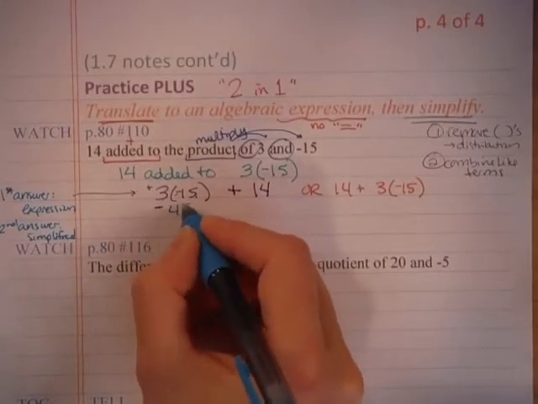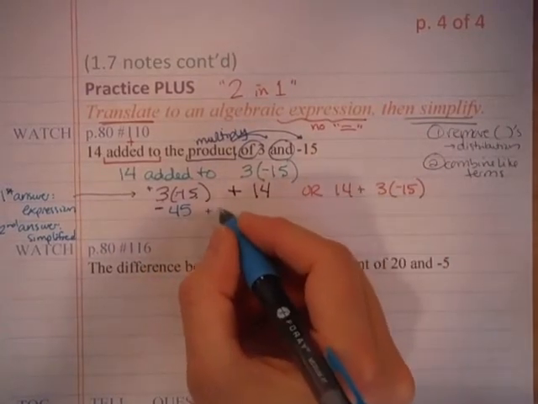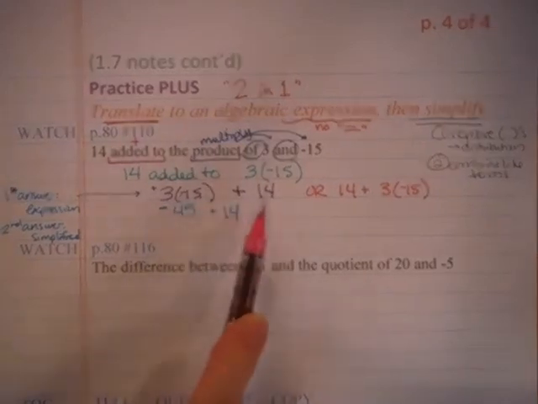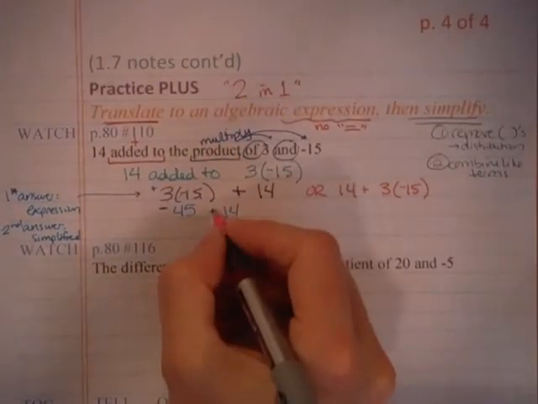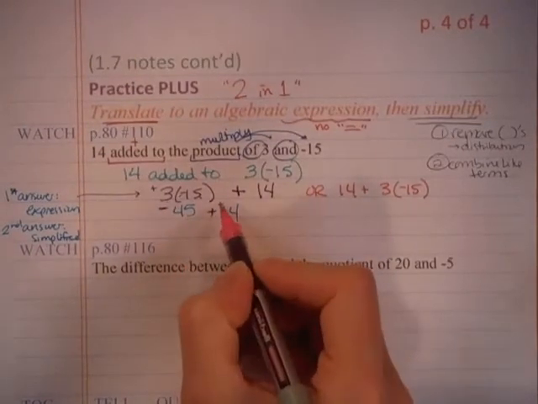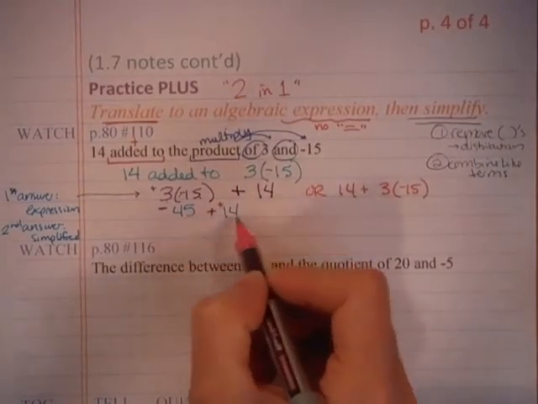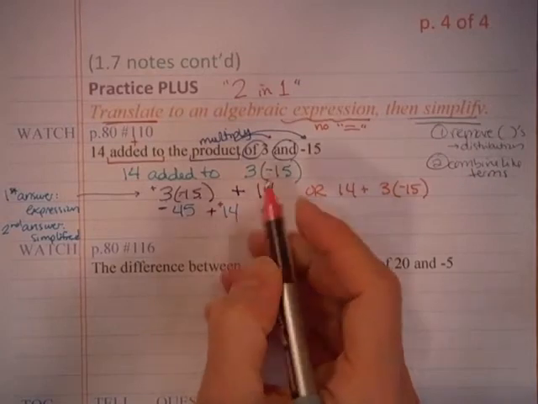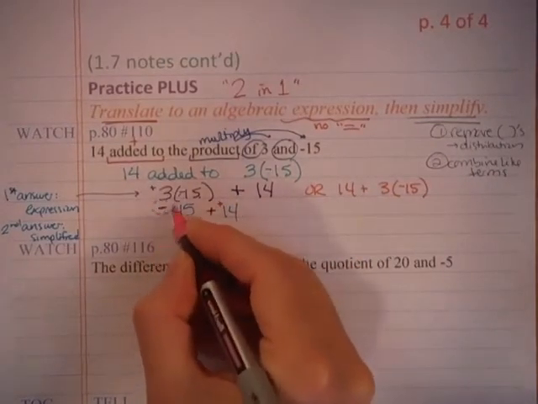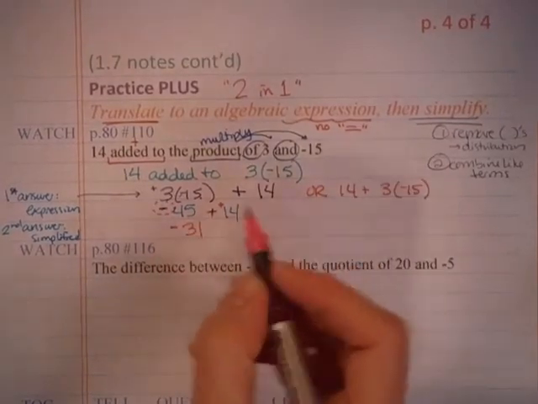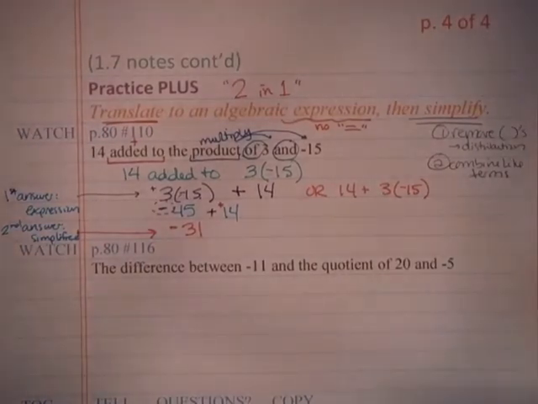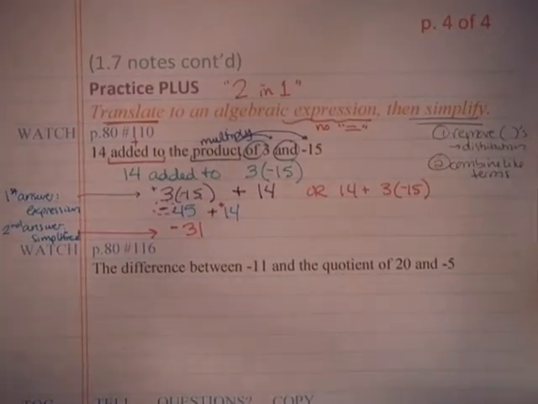3 times 15 is 45, negative 45, plus 14. So order of operations says I do that multiplication first, then we do the adding. So I'm adding, it's like I'm adding a positive 14, so signs are different. Negative 45 plus positive 14. I subtract 45 minus 14, which is going to be 31. I keep the bigger sign, that's going to be a negative 31. So our second answer, simplified version, is negative 31. Let's try number 116.